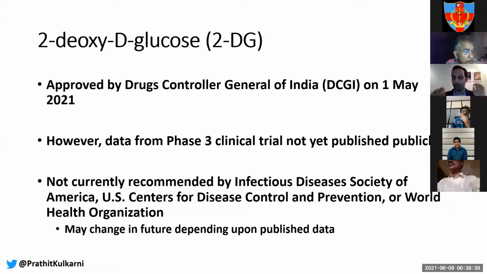So at this moment, right now, June 8th, 2021, 2-DG is not recommended by the Infectious Diseases Society of America, US Centers for Disease Control and Prevention, or the World Health Organization. If their trial gets published and we can review the data, then maybe it's possible that 2-DG may be recommended. But right now, that information is not publicly available. And there's no published evidence showing that 2-DG is effective. At least right now, it's not available, despite the fact that it has an authorization in India.